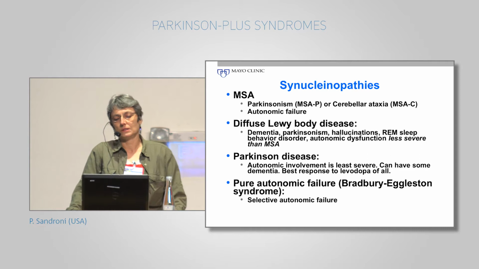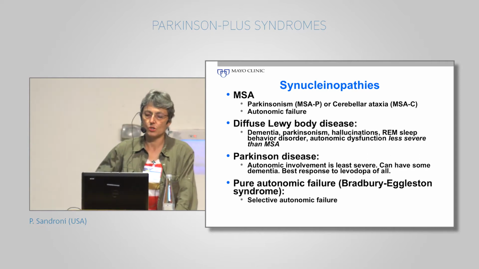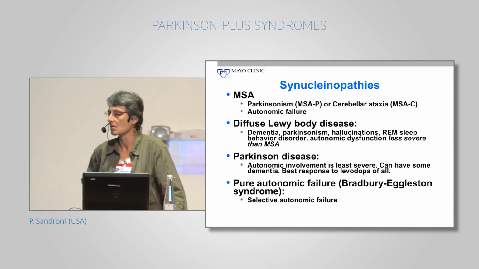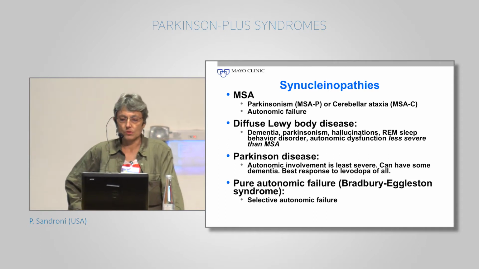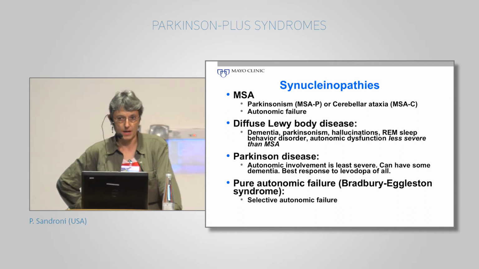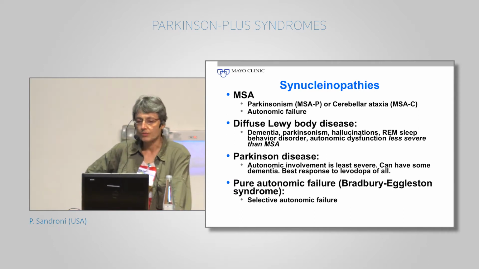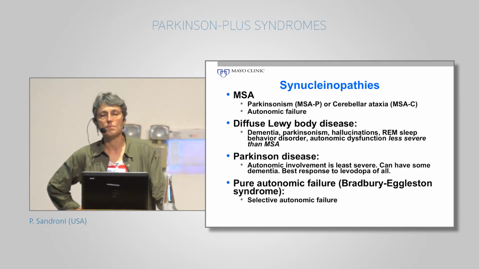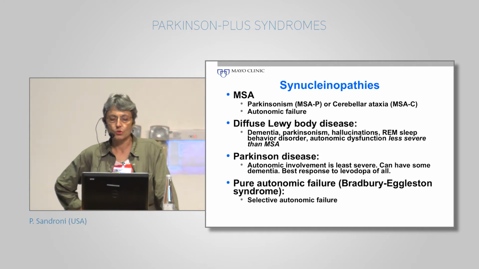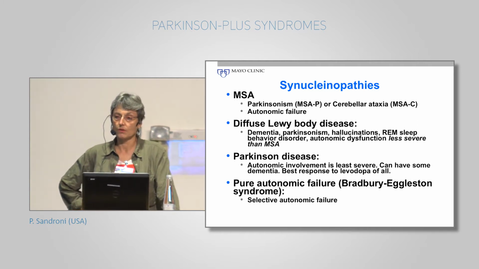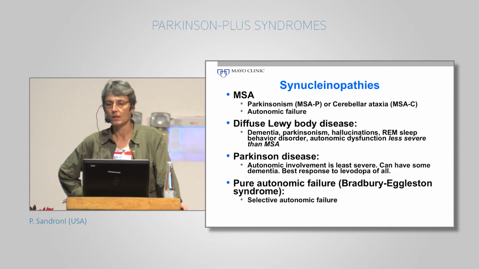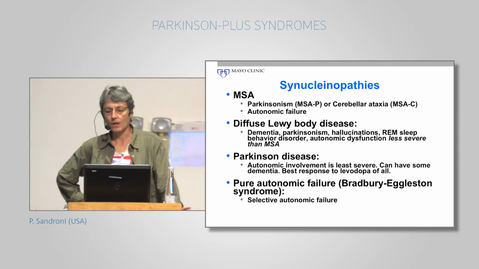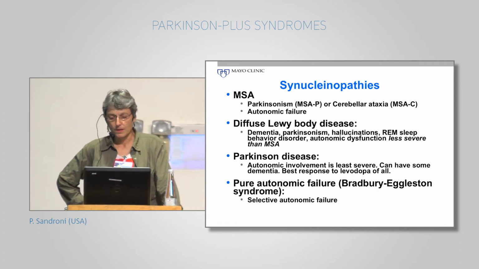Other synucleinopathies include, of course, diffuse Lewy body disease, which is characterized by dementia, Parkinsonism, hallucinations, REM behavior disorder, autonomic dysfunction, which is less severe than in multiple system atrophy. So that's usually a differentiating feature, particularly at the beginning when you're not sure sometimes which direction the patient is going to go. And then, of course, Parkinson's disease, in which autonomic involvement is generally the least severe of the 3. They may have some dementia, and they are the ones that, of course, respond the best to levodopa.